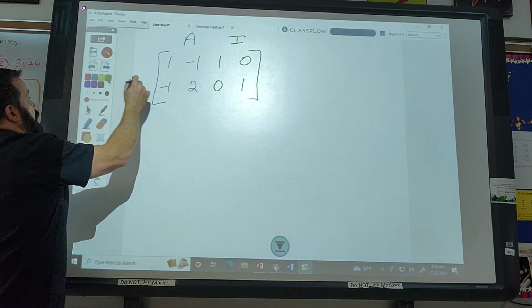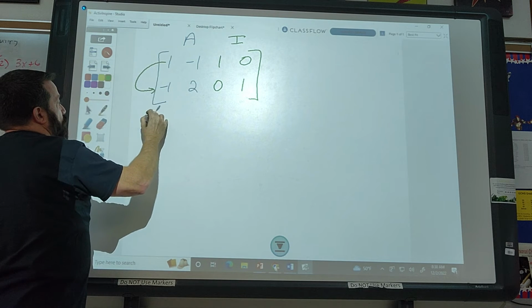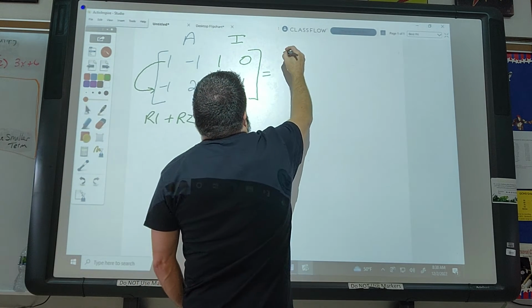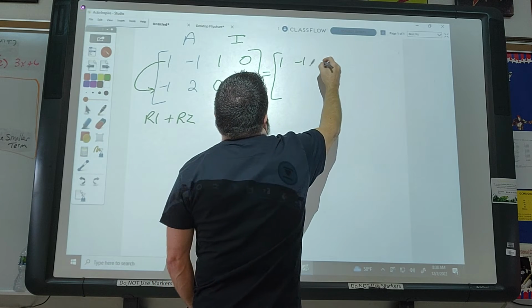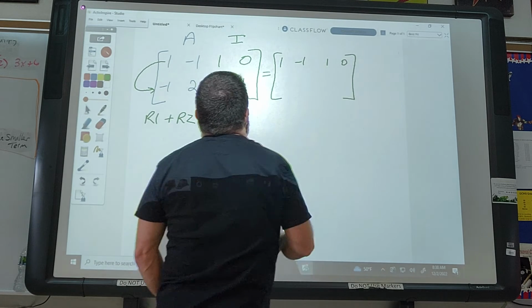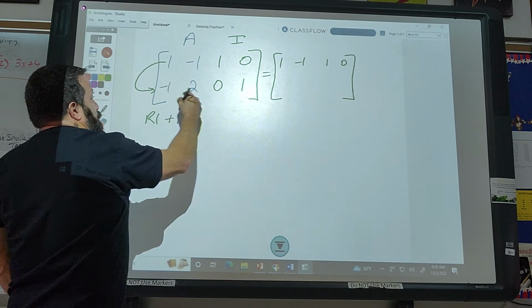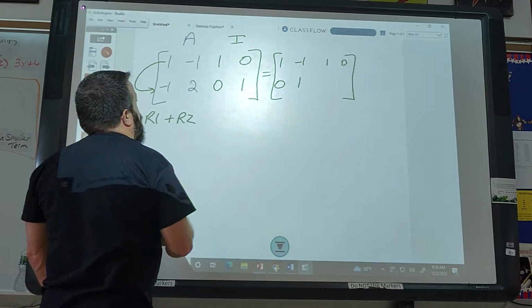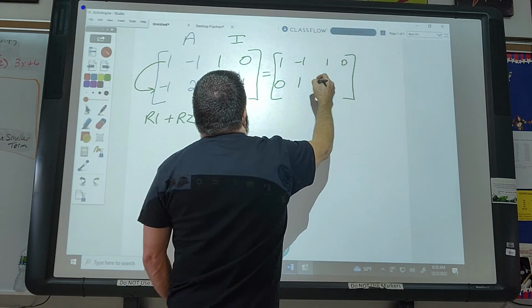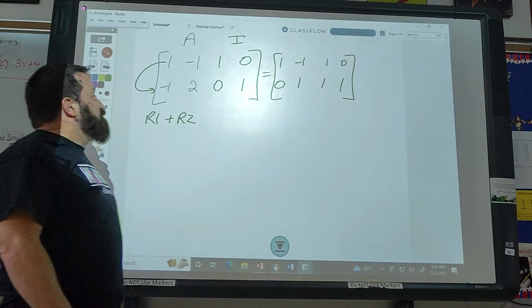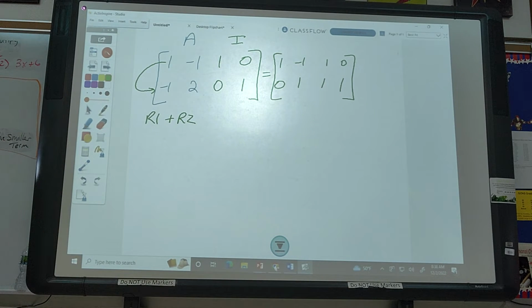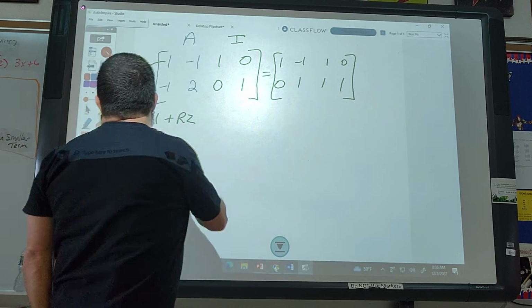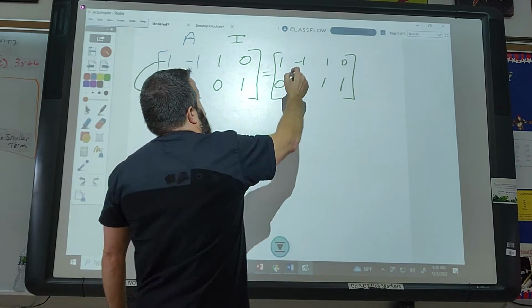So I would take this entire row, row 1, and add it to row 2 and replace it. The first row, 1, -1, 1, 0, doesn't change. This row, 1 plus -1 would be 0. -1 plus 2 would be a 1. That made that pretty easy. 1 plus 0 is 1, and 0 plus 1 is 1. So that's the first thing that happens. Not only did it get a 0 in this spot, it got me a 1 in this spot as well. The only thing I have left to do is get rid of this.